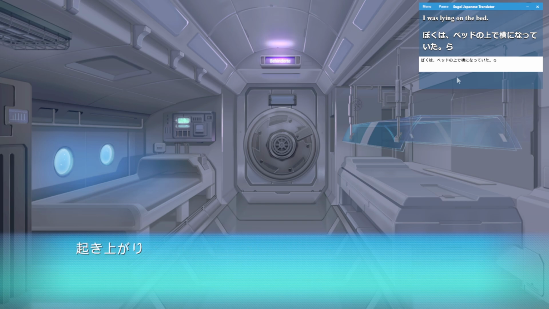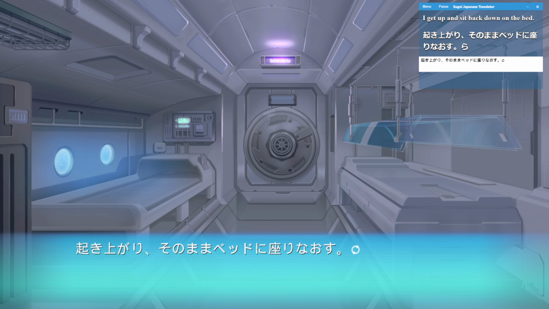I was lying on the bed. Okay, yeah, bed no ue de. I get up and sit back down on the bed. Interesting. Makes sense if you have an up. And then... So he does get up. It is the right kanji, so I guess I was satisfied with that. I would assume I was.